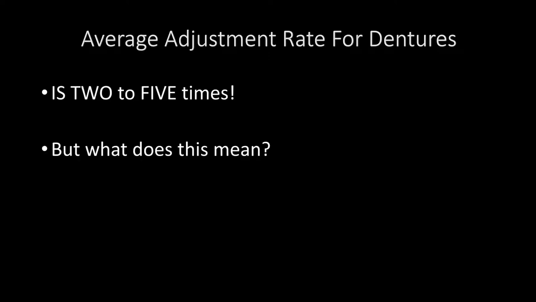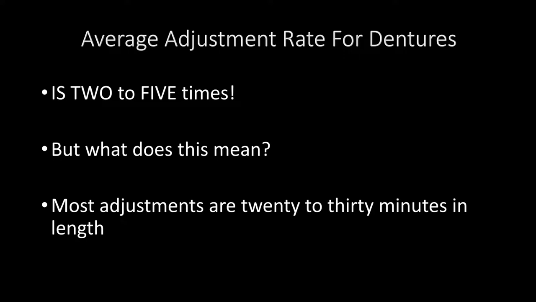That's important. Why? Average adjustment rate for dentures is 2 to 5 times. What does that mean across industry globally? That patient's coming back 2 to 5 times after insert. Most adjustments are about 20 to 30 minutes in length. It ties up our chair time. I am not making money when I do an adjustment, but it costs me money to run my practice.